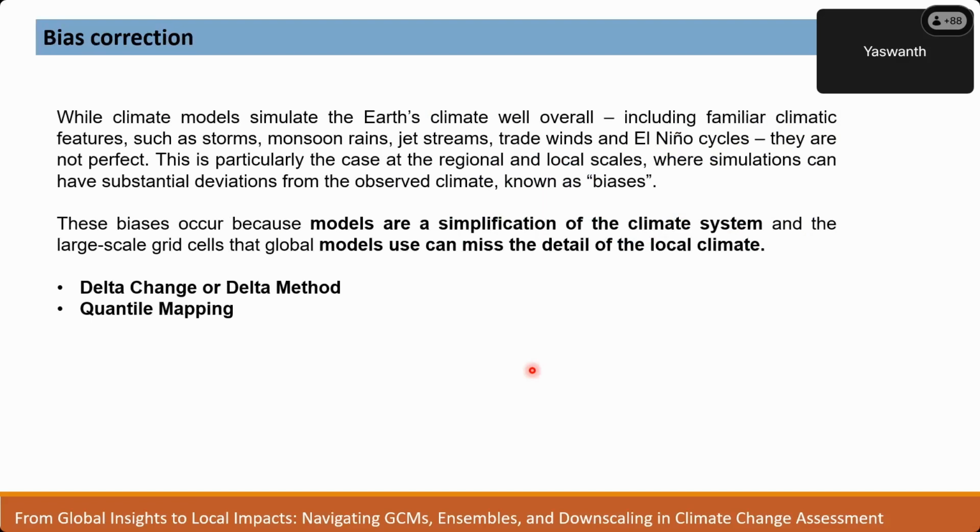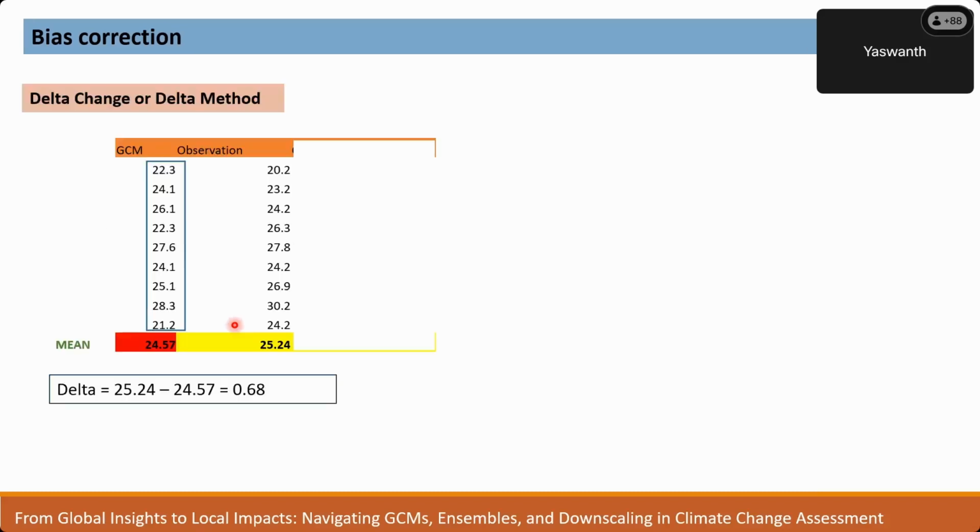This terminology is called bias correction, where we adjust the values of the model outputs so that their distributional properties such as mean, variance, etc. will match with the observations. Two simple techniques that always come up in bias correction are delta change and quantile mapping. To better explain in a very simple way, I have taken the delta change method.